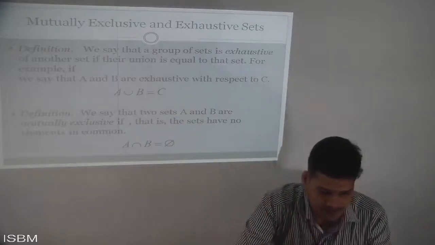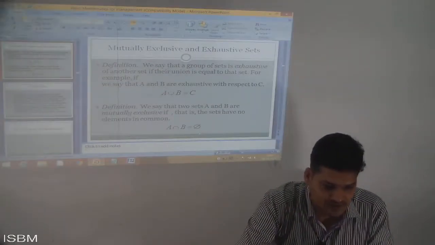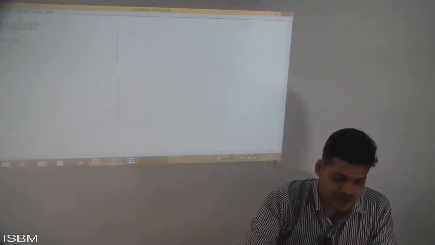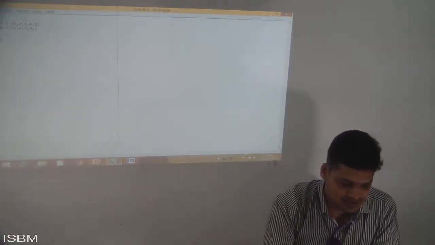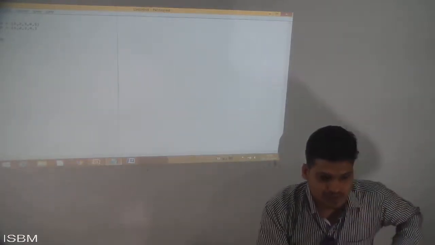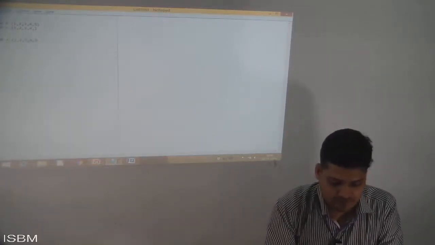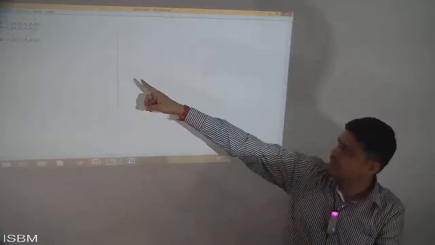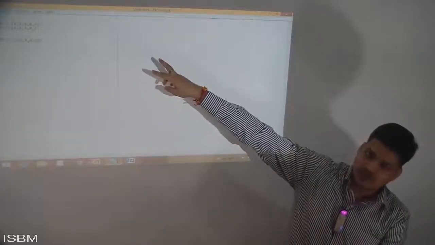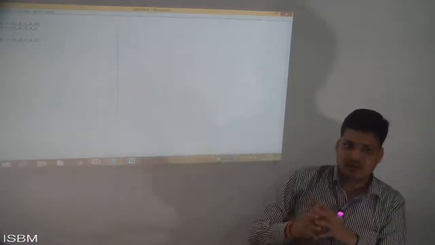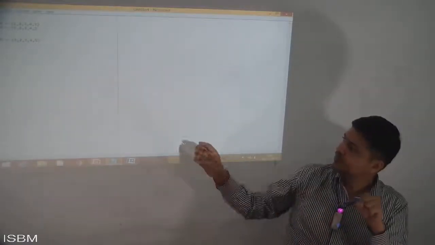I will give you the example so you understand very well. If I'm going to take A union B for this given set, it is 1 2 3 4 5, because 1 2 3 4 5 is in the set A and 1 2 3 4 is in the set B. So if I club both, 1 2 3 4 5 will come in the union.